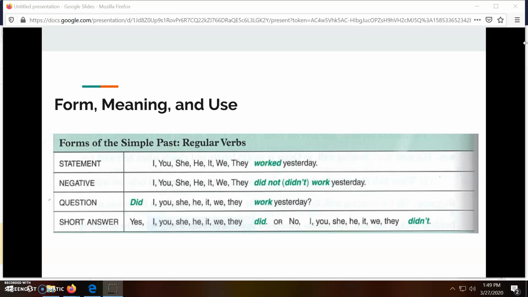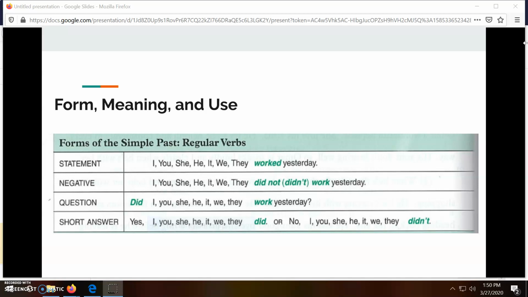We had a lesson on the simple past tense yesterday, and today we will have a few more activities. Let's refresh our memories with simple past tense. Here are the forms of the simple past tense with the regular verbs: an affirmative statement form, a negative statement, a question, and some short answers.